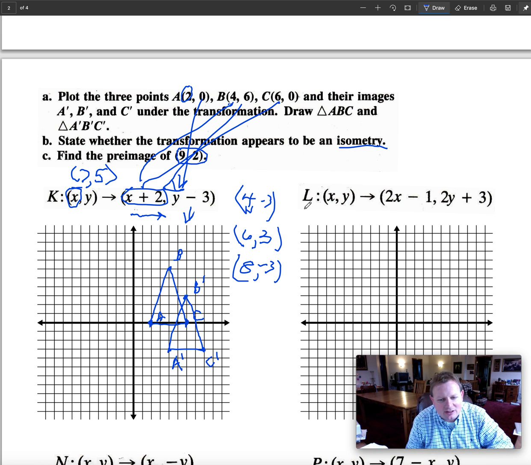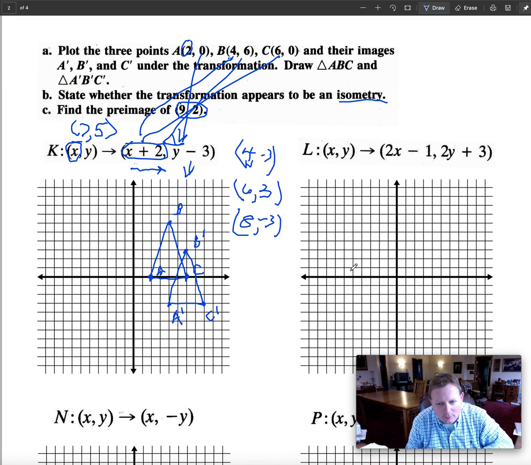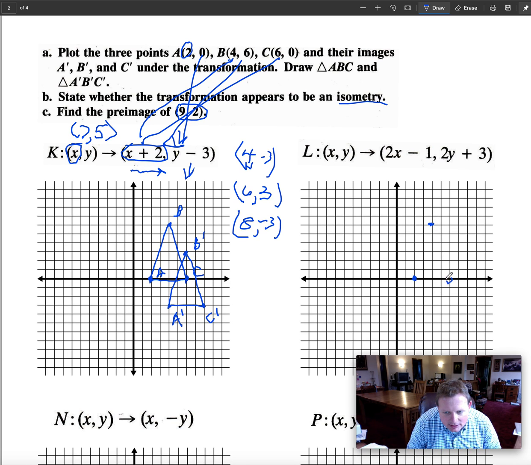And so let's do the next one. We have the original one, and I'm just going to plot it quick. Here's the original A, B, C. We got our little triangle. A, B, C. Easy as 1, 2, 3, do, re, mi, whatever that song is. So here we go. We got A, B, C.